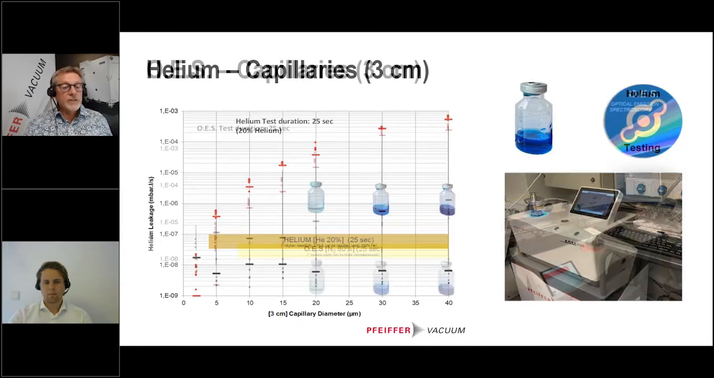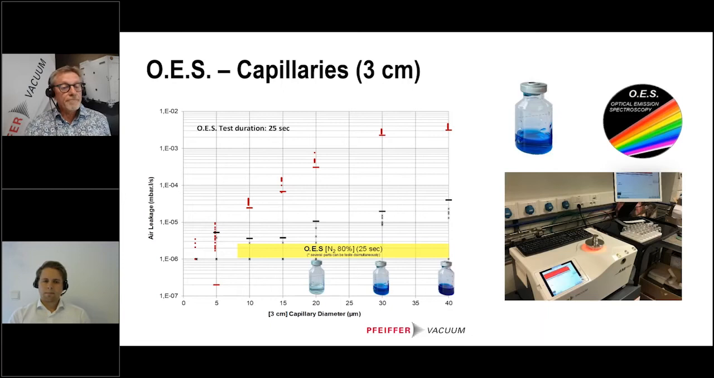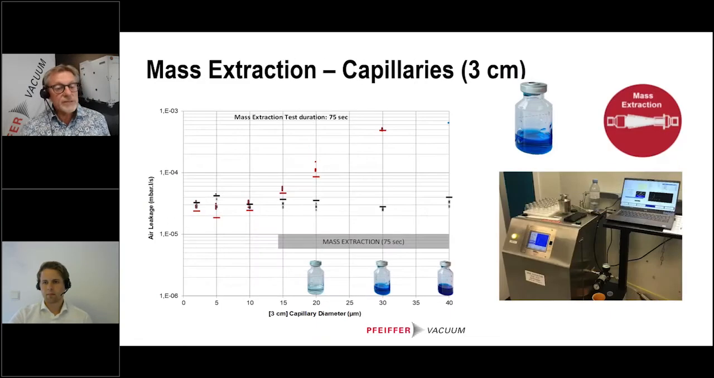We did the same with optical emission spectroscopy. With optical emission spectroscopy, we can detect down to 7, 8 micron capillaries. Again, more sensitive compared to the blue dye. And we did the same with mass extraction. The detection limit is below 15 micron. We can estimate between 12 and 15 microns.